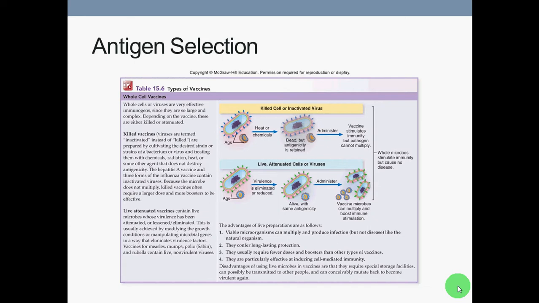One of the disadvantages of using live microbes or viruses is that they require special storage facilities. They have to be kept cold, and they could potentially be transmitted to other people and could conceivably mutate back to the non-attenuated form, back to the virulent form that can cause disease. Now again, conceivably, it does not happen very often. Again, with the transmission to other people, it's extremely, extremely rare. But those are possibilities.